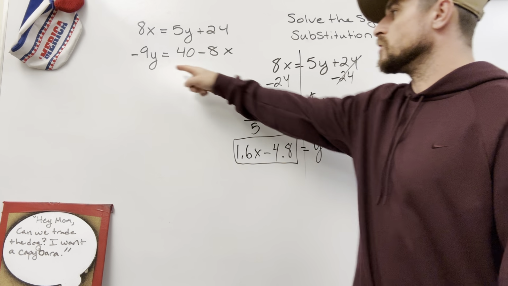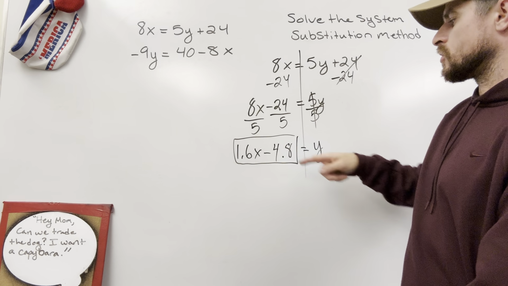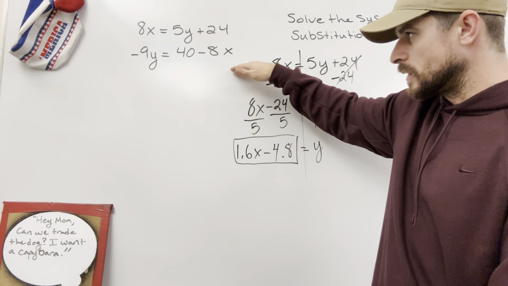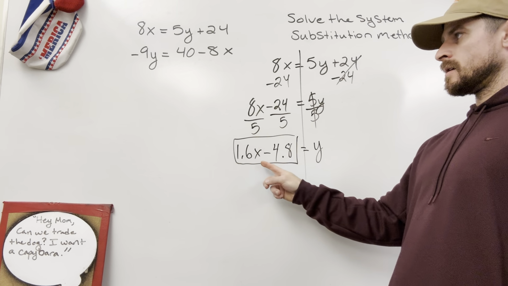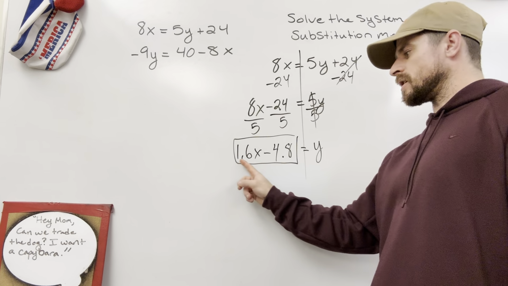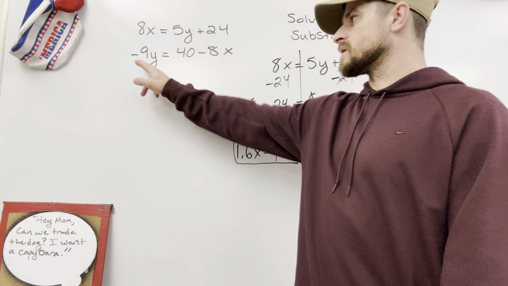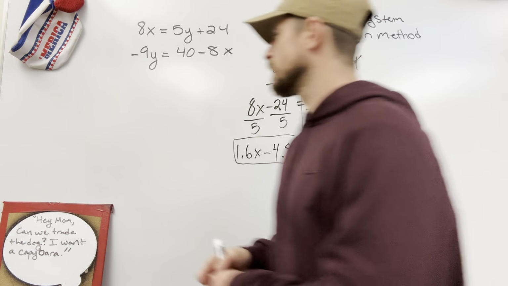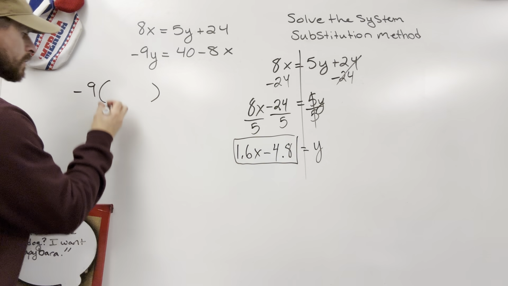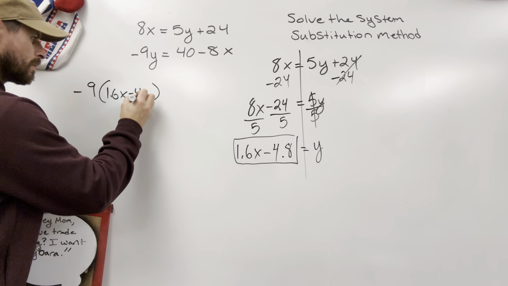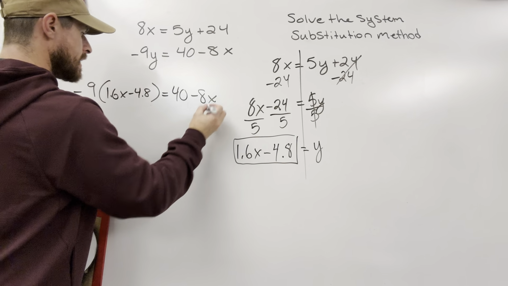I need to go to the new equation, the one I haven't used. I used the top equation to get this. So I need to put this information into the bottom equation. Now notice that y is what this is. So I need to take all this information and put it where the y is in the other equation. So negative 9 needs to multiply by all of this. So here we go. Negative 9 times all of that, 1.6x minus 4.8 equals 40 minus 8x.